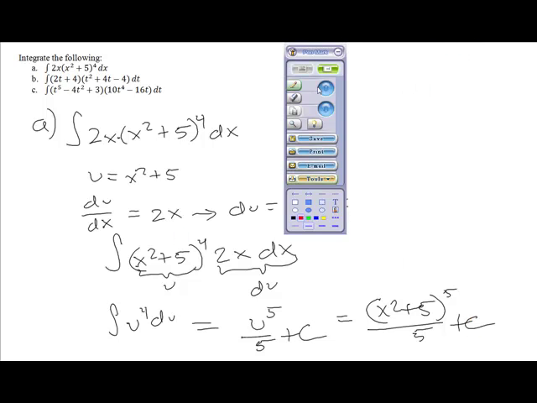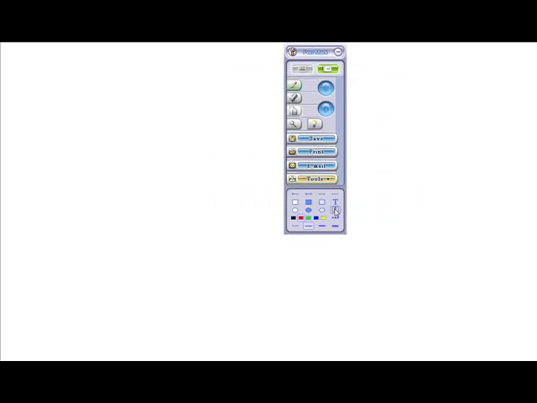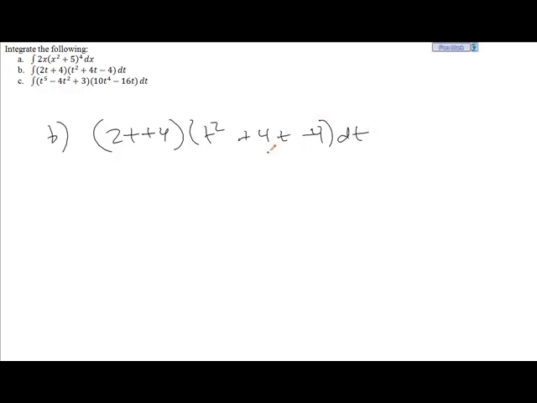In the next problem, we have 2t plus 4 times t squared plus 4t minus 4. So in part B, we choose the bigger of the two functions, which in this case is going to be the t squared plus 4t minus 4. And so here will be our u. So u equals t squared plus 4t minus 4.